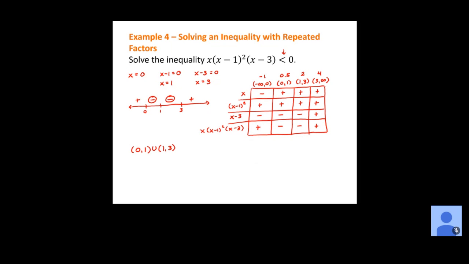Now notice, I'm not able to just write the entire interval from 0 to 3, and the reason for that is that if I substitute 1, it's going to give me 0, and 0 is not less than 0. So we have to break the interval at 1. We have to separate this into two separate intervals now.